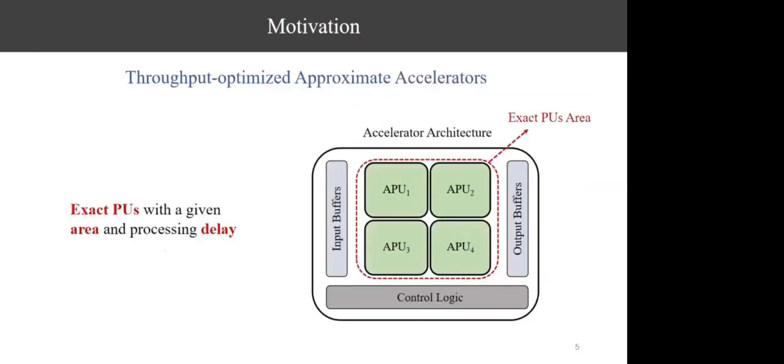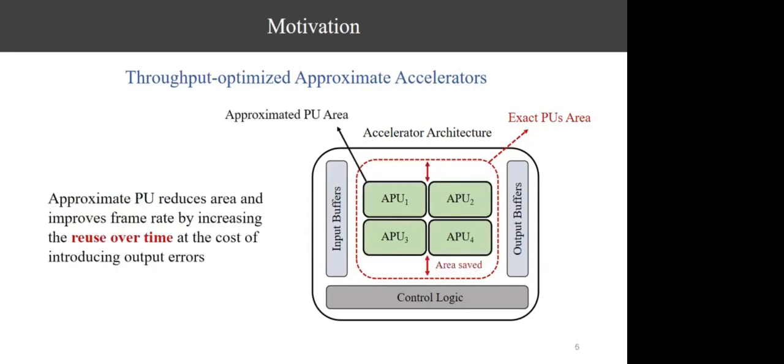Here you have an example of how we can use approximations to increase the performance of throughput-demanding applications. First, we define an accelerator architecture composed of input and output buffers, control logic, and 4 processing units with a given area and processing delay. Note that interconnections are omitted for the sake of clarity. After approximating the PU, area and delay are reduced, and thus the throughput can be improved by increasing the reuse over time, at the cost of introducing output errors.